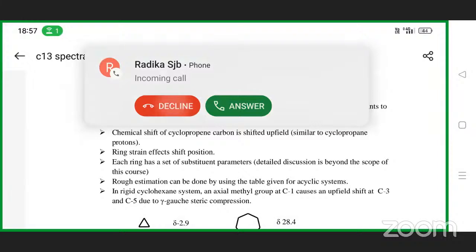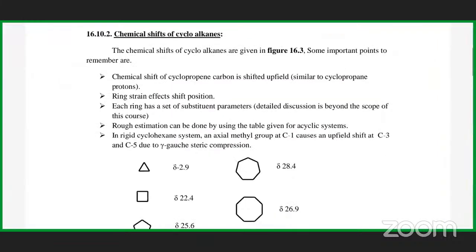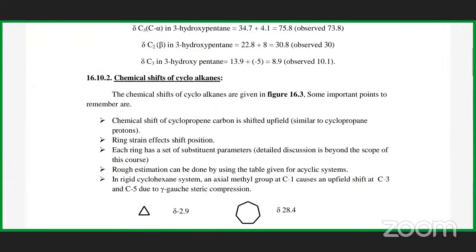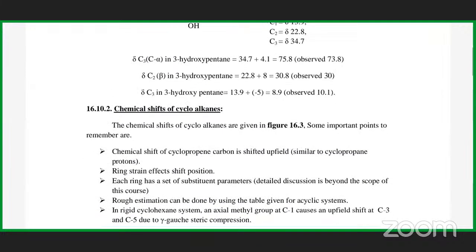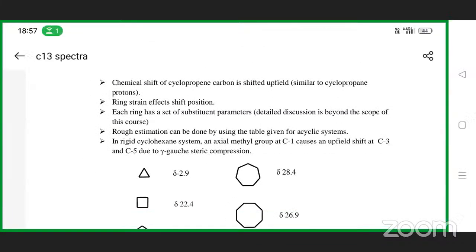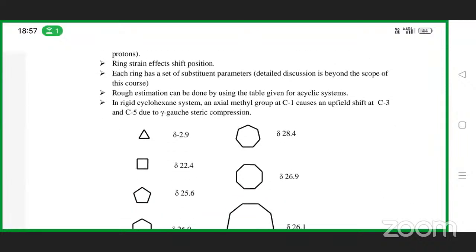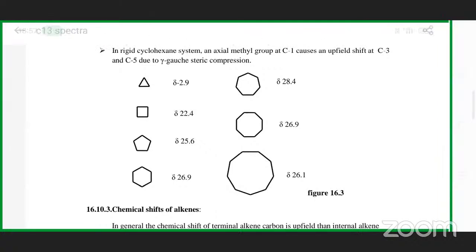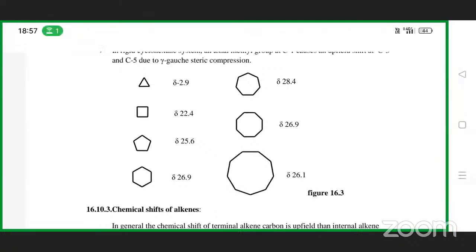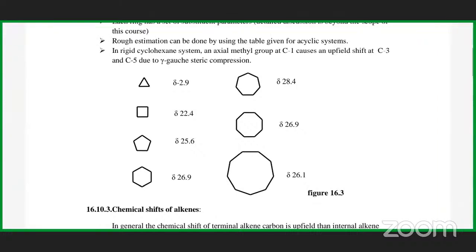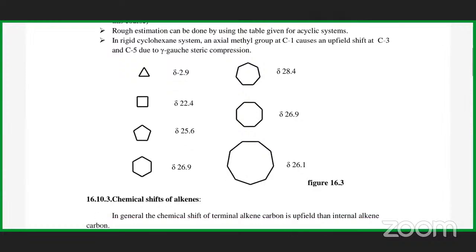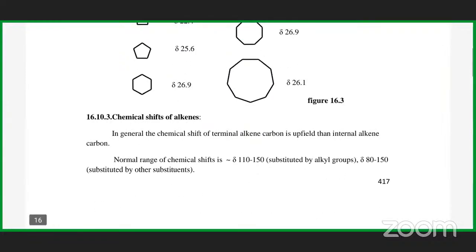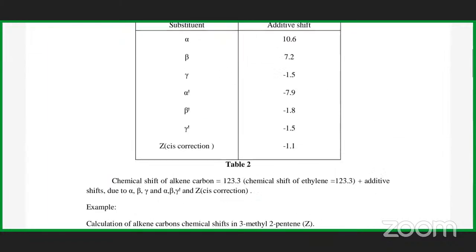And it's also the same formula that is applied for cycloalkanes, but the additional values are given here. If it is a cyclopropane ring, you have to add this 9 here, and for cyclobutane, 2.4 here. Okay, so like that. And for alkenes also we have the values, right?